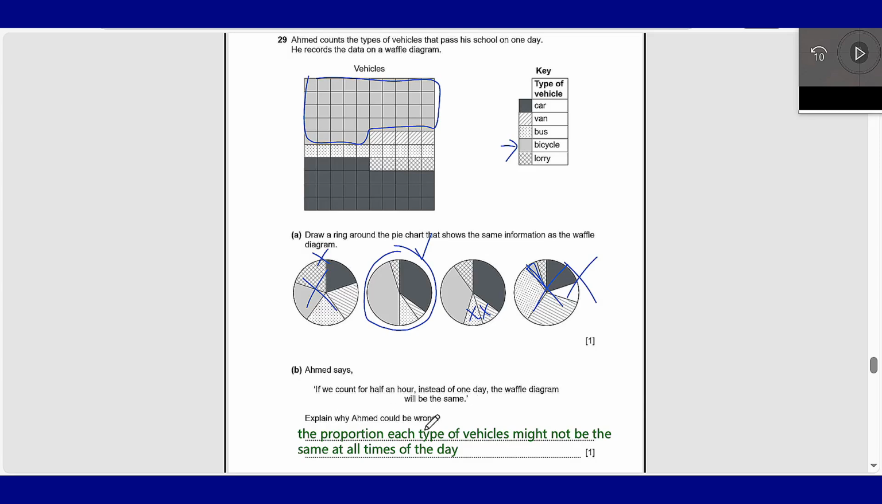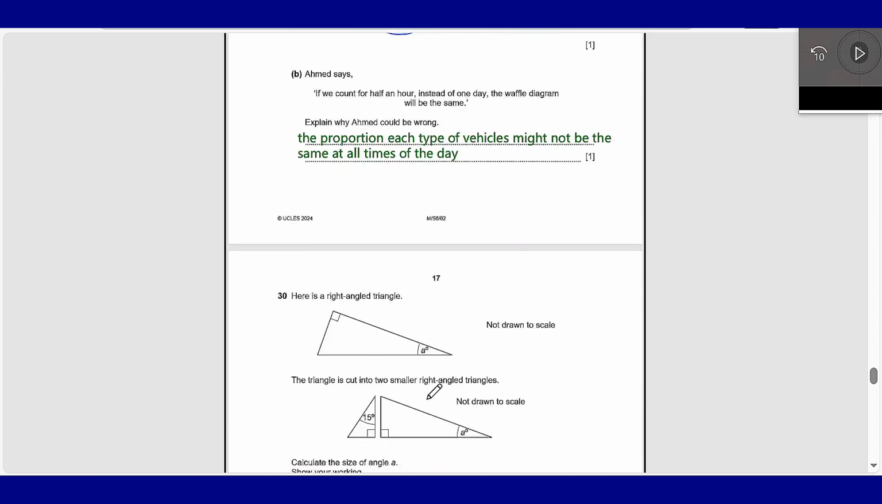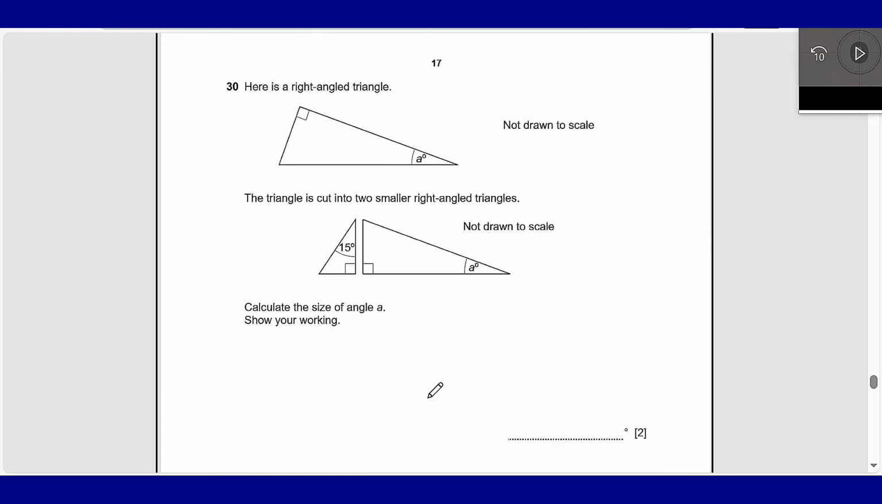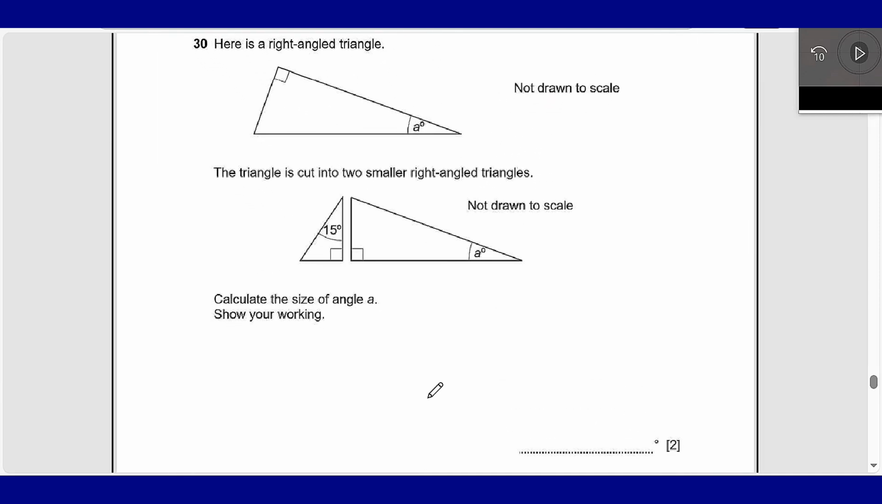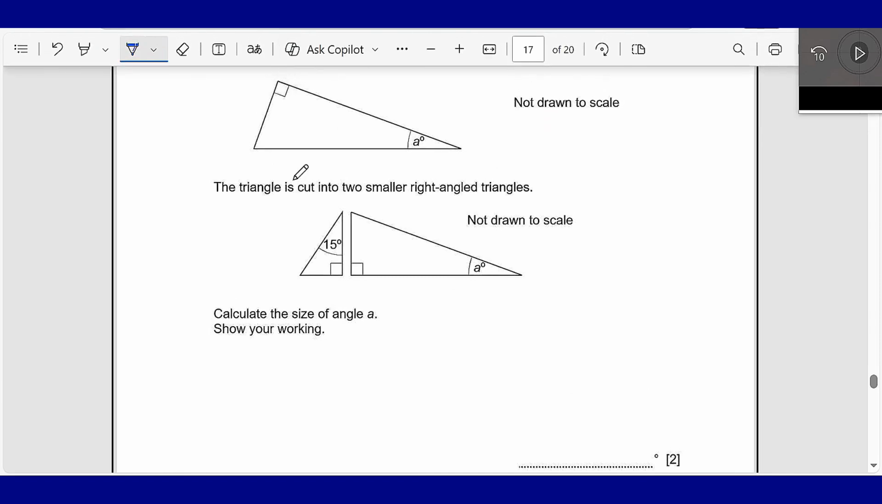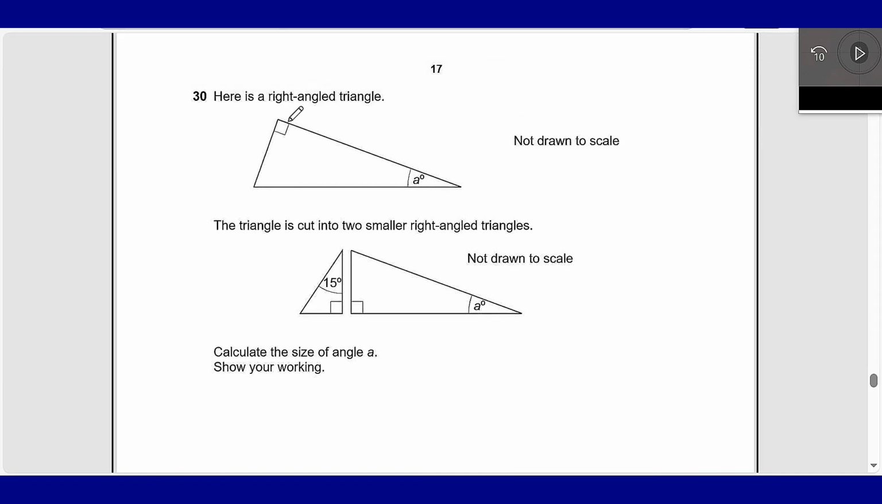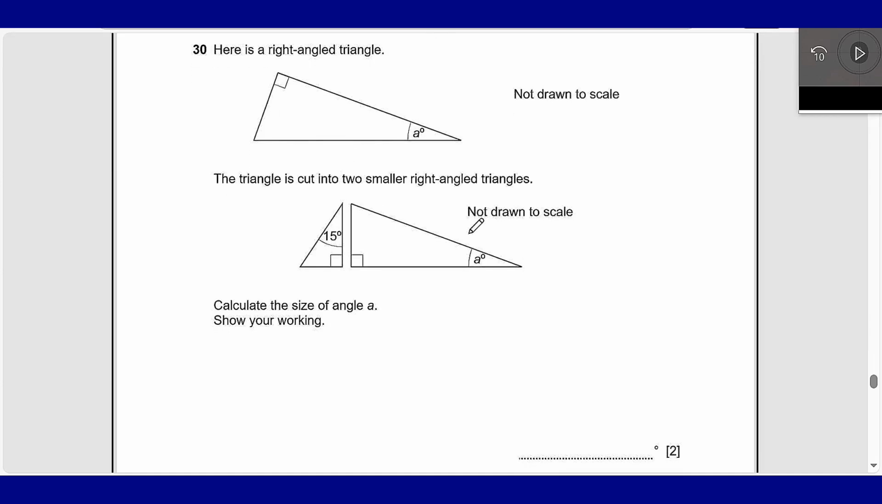So the proportion of each type of vehicles might not be the same at all times of the day. Alright, let's move on to number 30. So that's a bonus question. Question 30 says, here is a right angle triangle and the triangle is cut into 2 smaller right angle triangles. Alright, calculate the size of angle A.